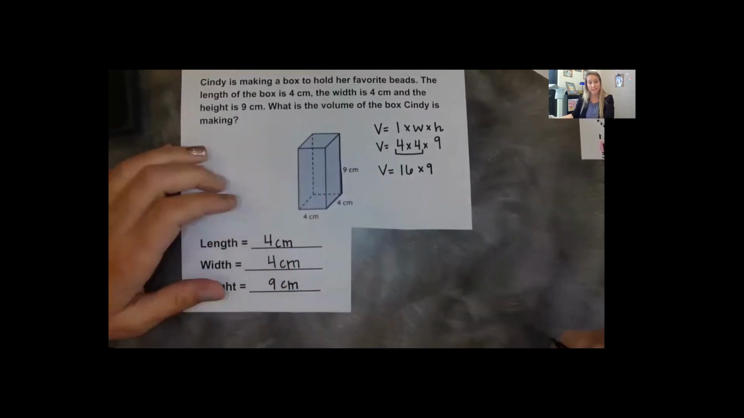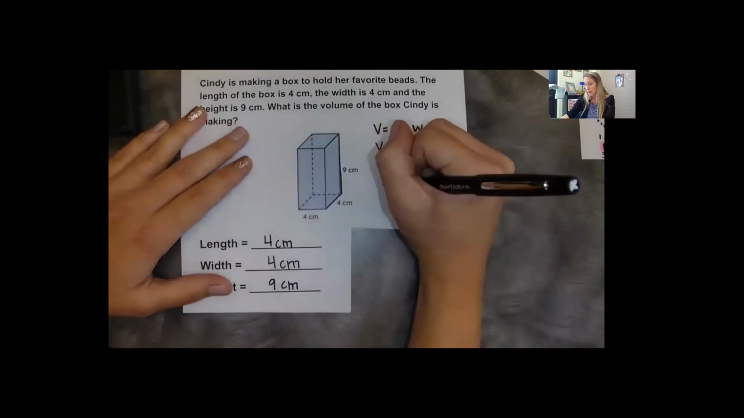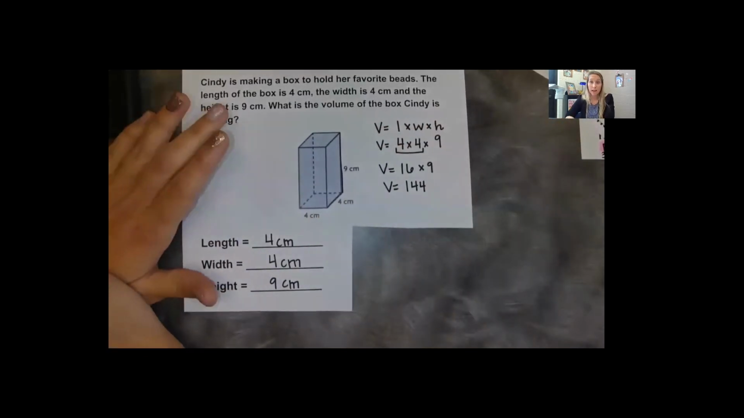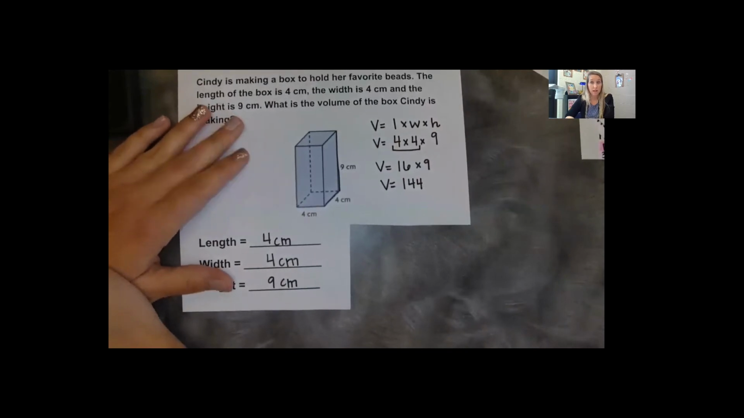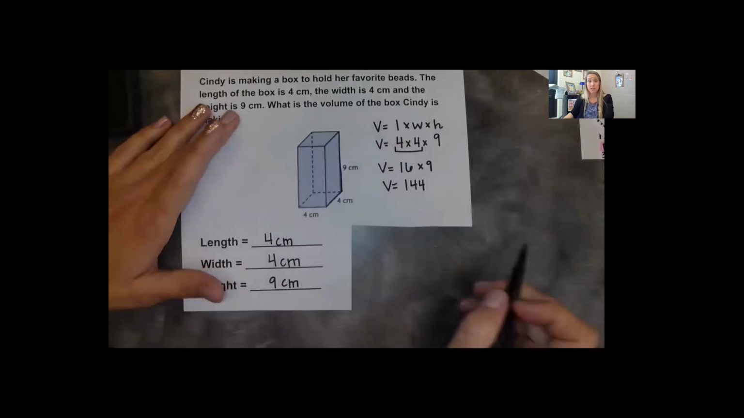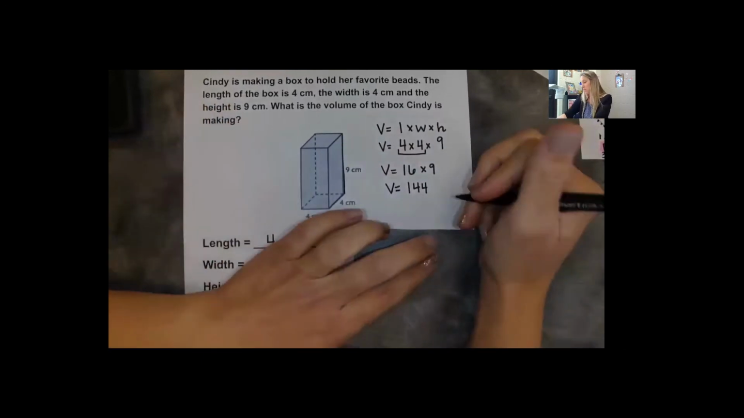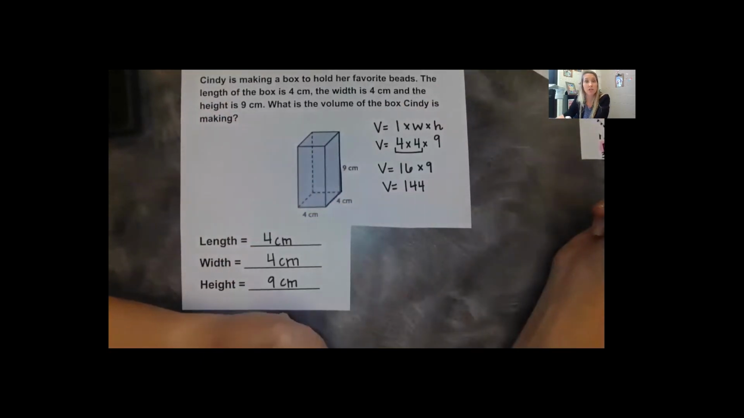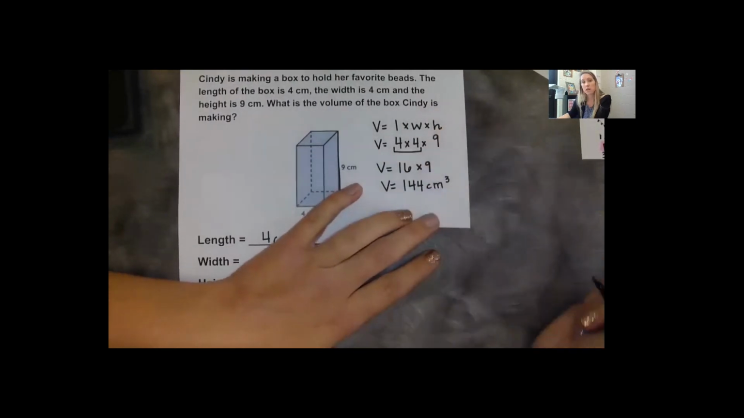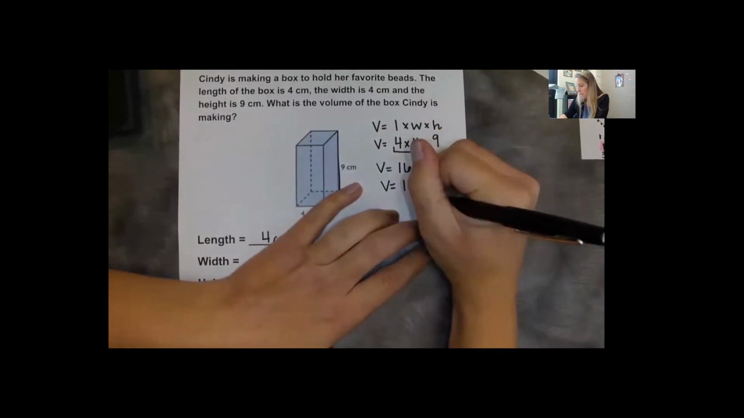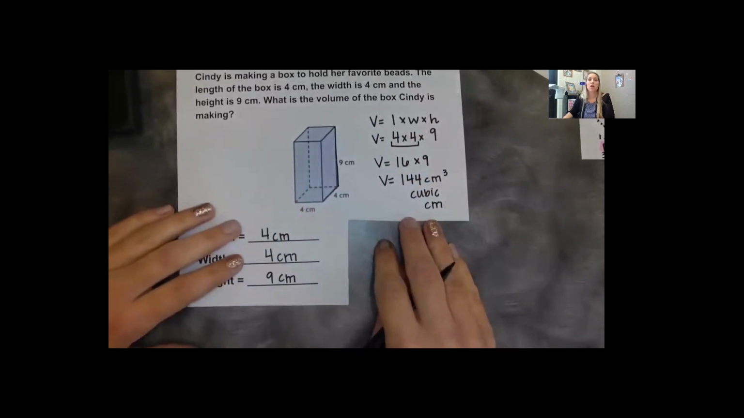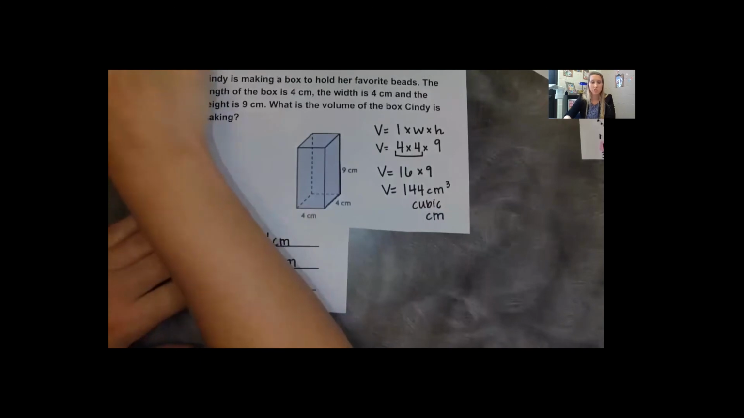Excellent, you are correct. 16 times 9 gives me a volume of 144. Keep in mind, we measure volume in, yes, cubic units. And so my unit for this one is centimeters. So I'm going to say the volume of Cindy's box is 144 centimeters cubed. I could do the little 3, or I could write out cubic centimeters. Those are both accurate representations.